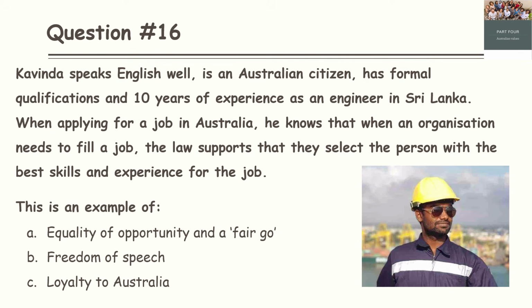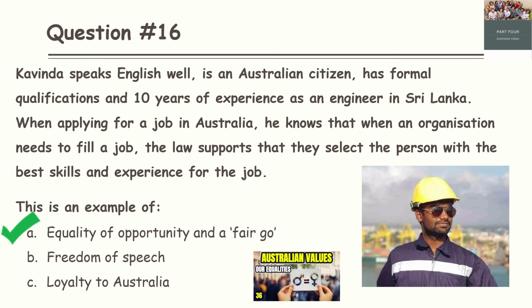This is an example of A. Equality of opportunity and a fair go. B. Freedom of speech. C. Loyalty to Australia. The answer is A. Equality of opportunity and a fair go.